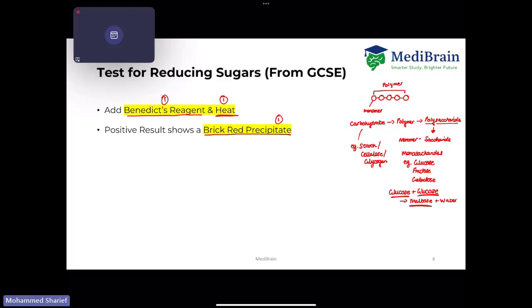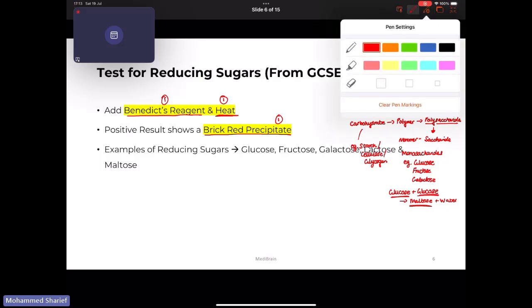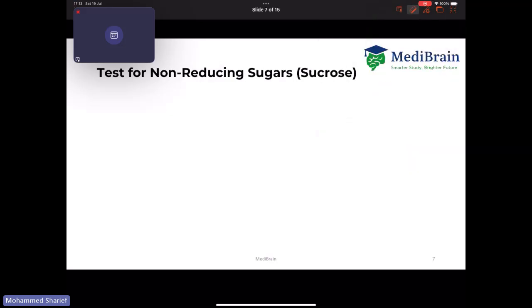When you're testing for reducing sugars, you're also required to know some of the examples of reducing sugars. And here are some examples of reducing sugars. I'm just going to get rid of some of my writing.